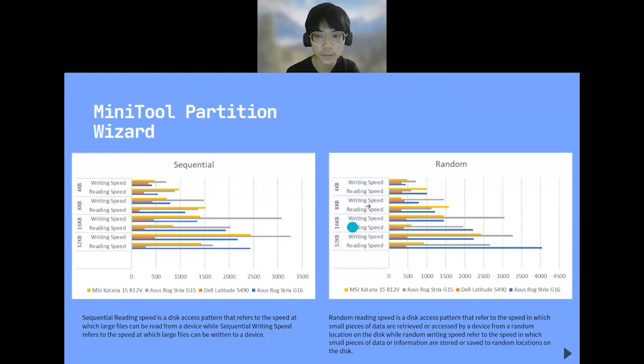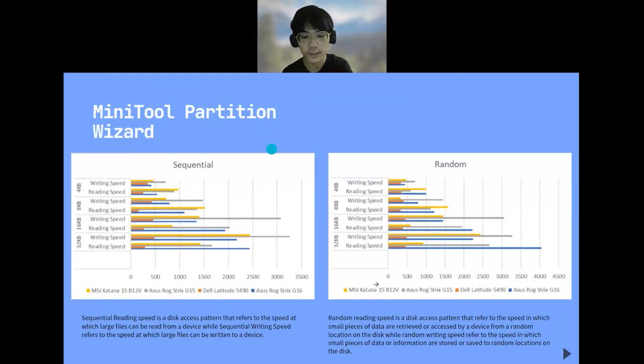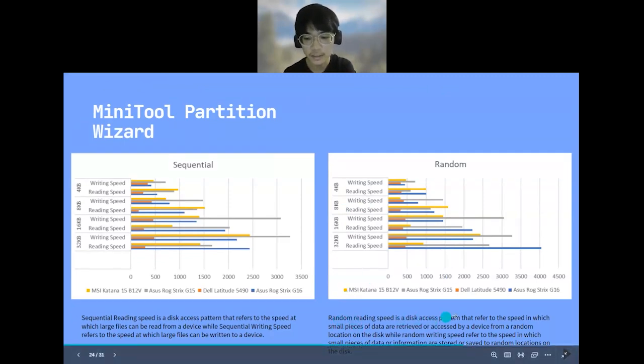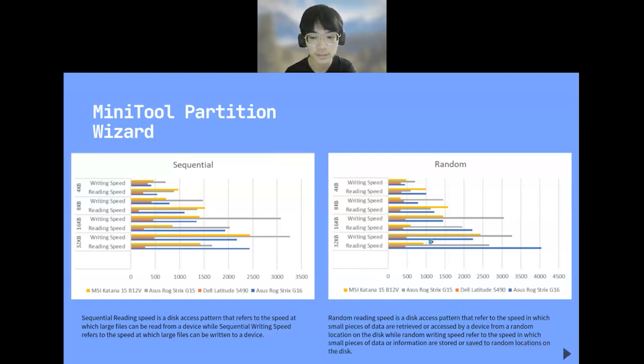Okay, so now we move on to the random. Random reading speed is the access pattern that refers to the speed at which small pieces of data are retrieved or accessed by a device from a random location on the disk. While random writing speed refers to the speed at which a small piece of data or information is stored or saved to a random location on the disk.